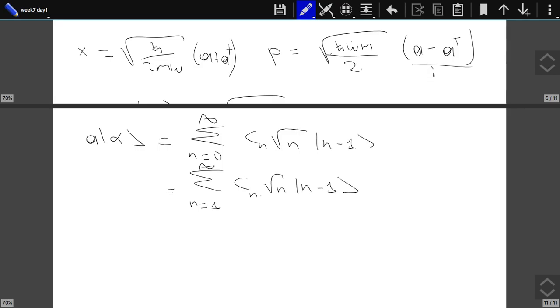Basically, the n equals 0 term is 0. But this is the same thing as the sum from n equals 0 to infinity of Cn plus 1 square root of n plus 1 times n. This is A acting on alpha. In the last line, instead of starting from 1, I start from 0, but instead of n, I have to put n plus 1, so that the n plus 1 starts from 1 and goes up to infinity.